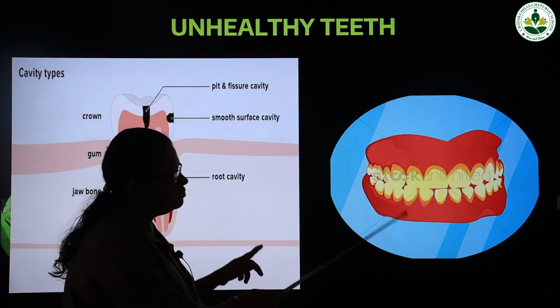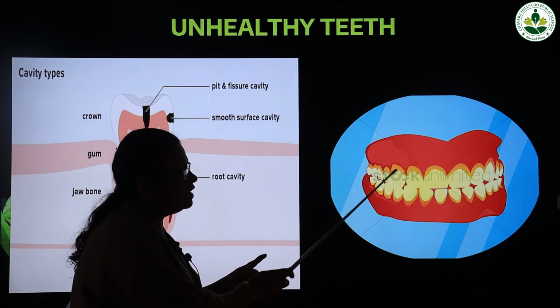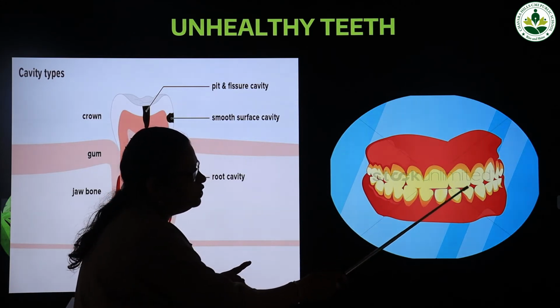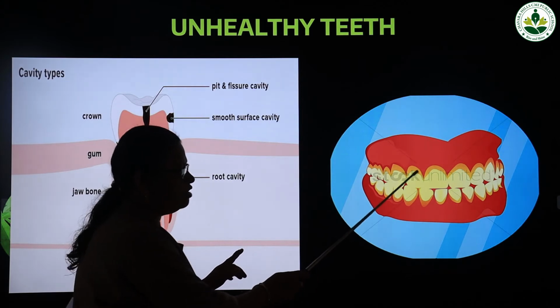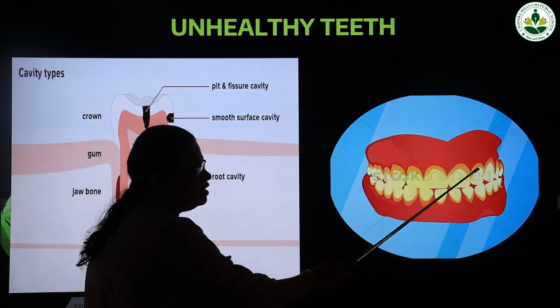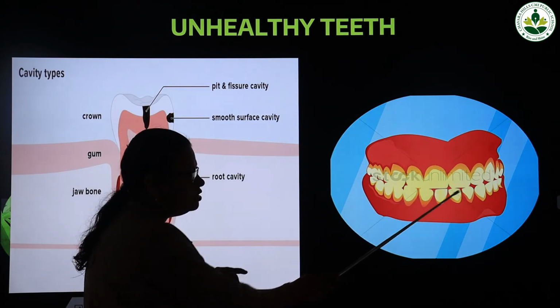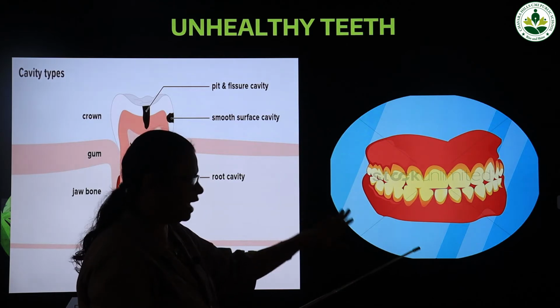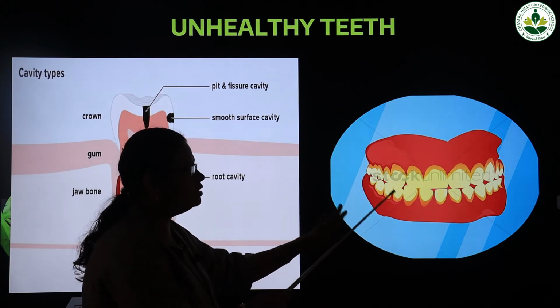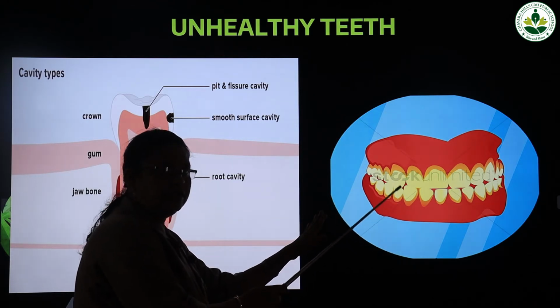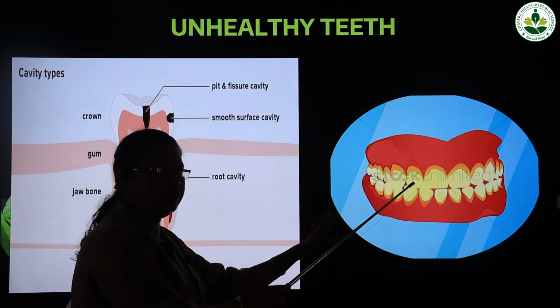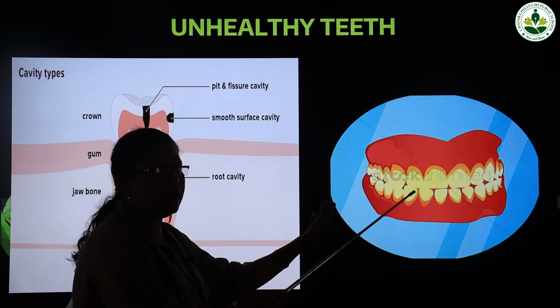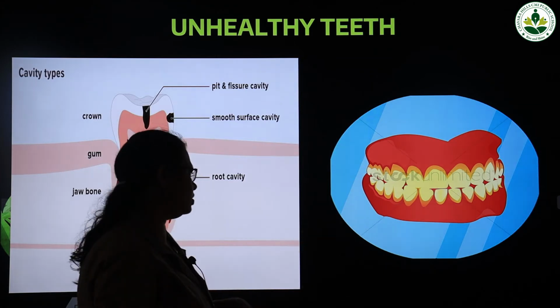So this is the plaque. Okay, this is the plaque, the yellow substance formed on the teeth by the action of acid produced by the germs. This yellow substance, sometimes we can see in our teeth also. That is known as plaque. If it is not removed, the germs will attack the dentin and pulp. Finally we get toothache and finally the tooth will be lost.